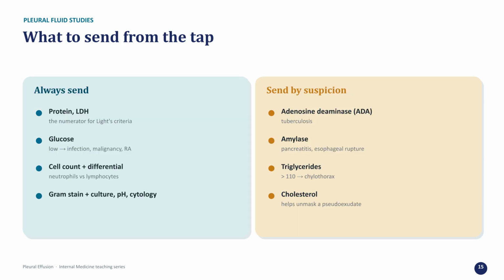Finally, when sending pleural fluid for analysis, always order protein, LDH, glucose, a cell count with differential, and microbiologic studies. Additional tests like ADA, amylase, or triglycerides should be sent based on specific clinical suspicion to help narrow the diagnosis.